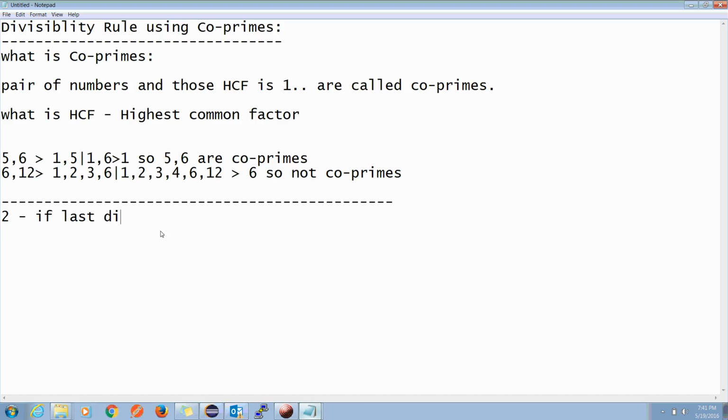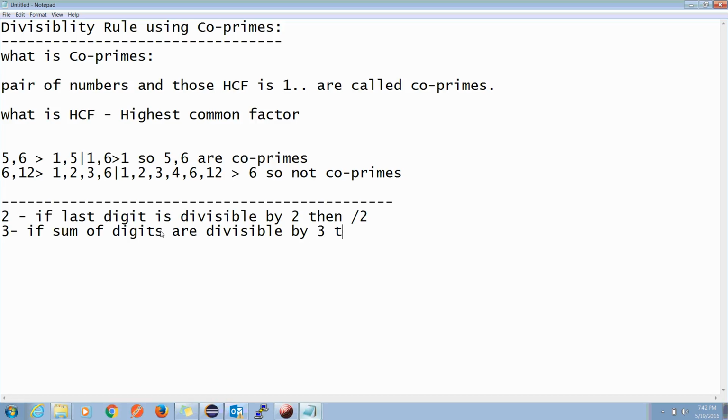If the last digit is divisible by 2, then that number is divisible by 2. If the sum of digits is divisible by 3, then that number is divisible by 3. The divisibility rule for 4 is, if the last two digits are divisible by 4, then that number is divisible by 4.